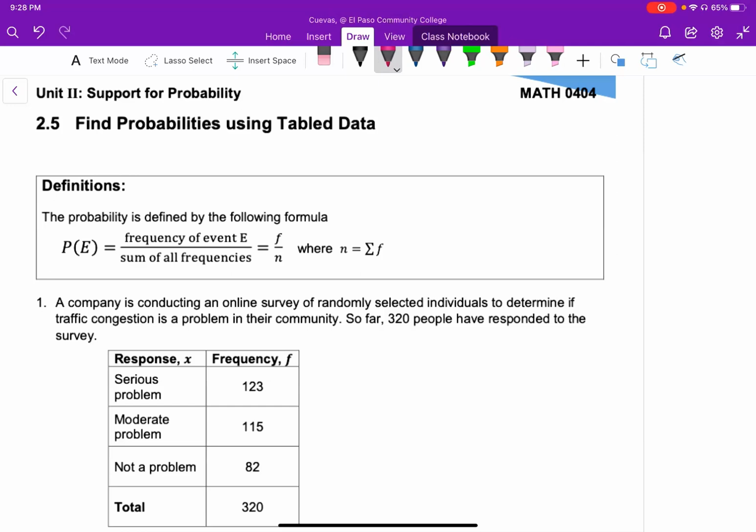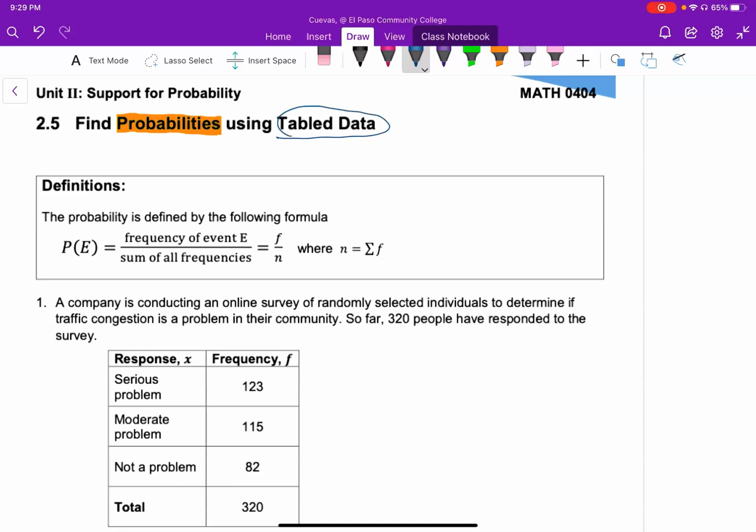Section 2.5, find probabilities using tabled data. We have previously found probabilities. You know how to do this. If you don't, it's okay. Look back on your notes, or in this section, we also give you a definition. The difference in this section is we're going to be using tabled data. We're going to be looking at a lot of tables.